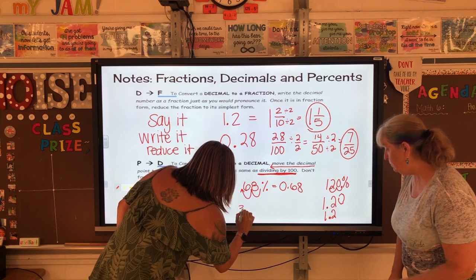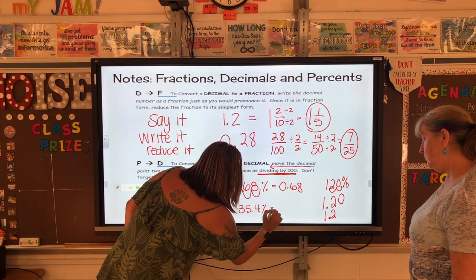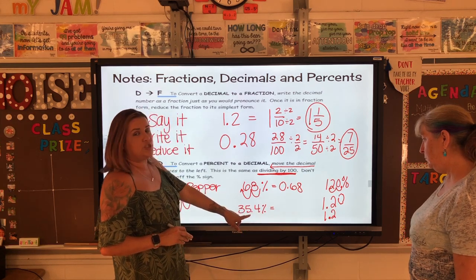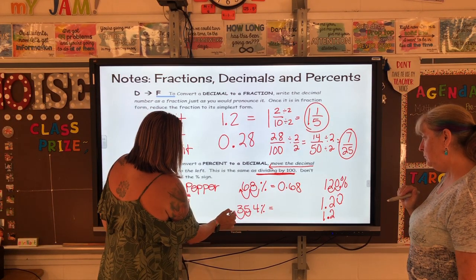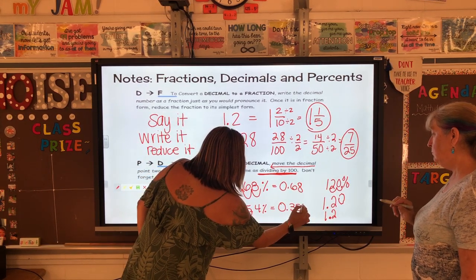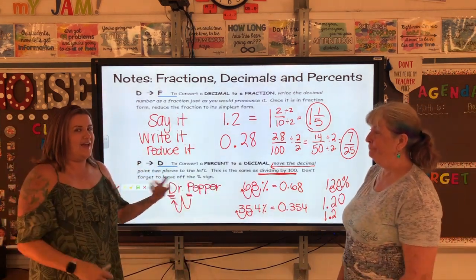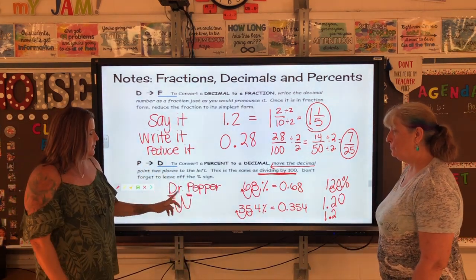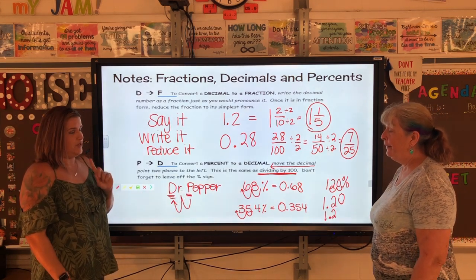So let's say we have 35.4%. So now I don't start at the percent sign, I actually start at the decimal. I'm going to go to the left, and then 0.354. We could do this all day. You just go Beyonce style to the left, and we remember that order by Dr. Pepper. We start at the pepper, move to the doctor.